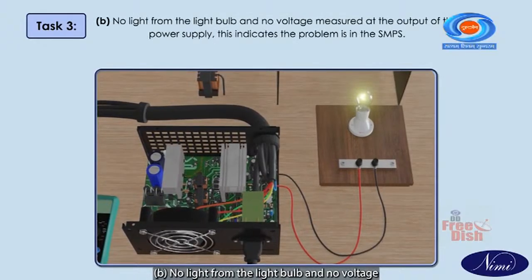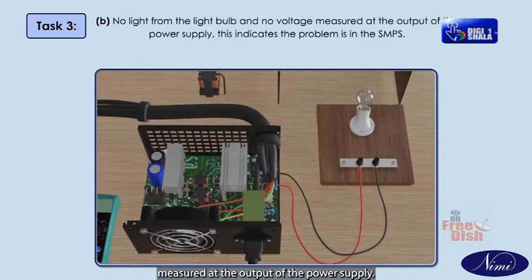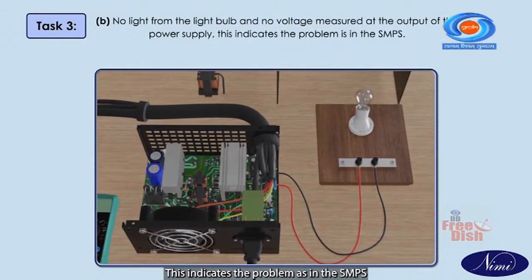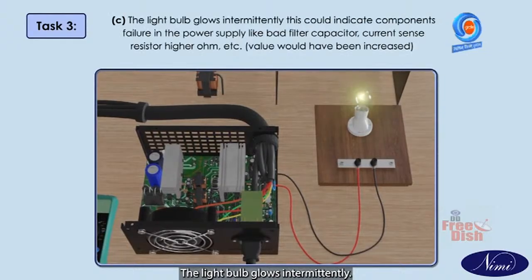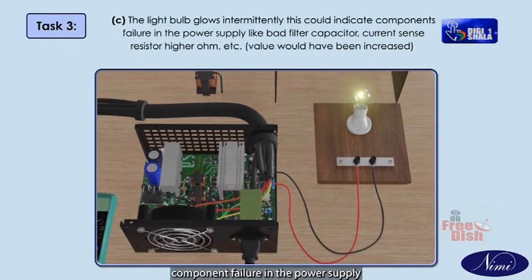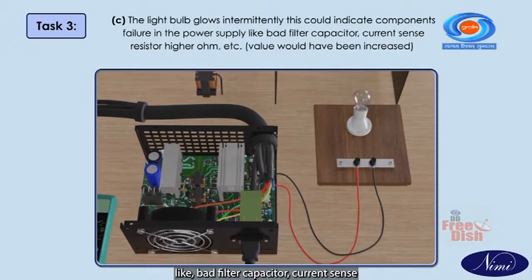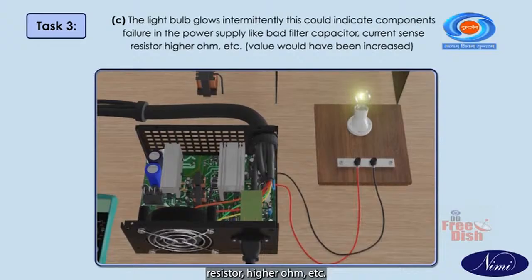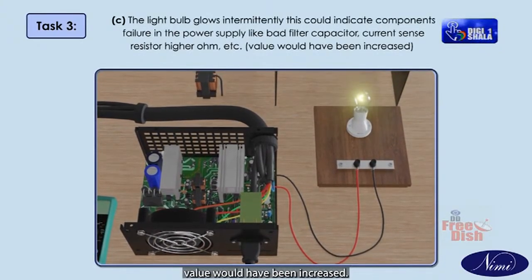No light from the light bulb and no voltage measured at the output of the power supply. This indicates the problem is in the SMPS. The light bulb glows intermittently. This could indicate component failure in the power supply, like a bad filter capacitor or a current sense resistor whose ohmic value has increased.